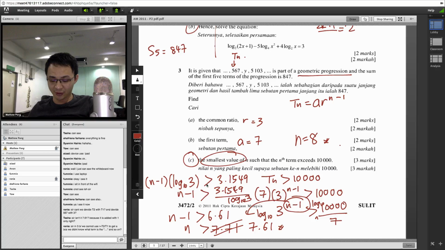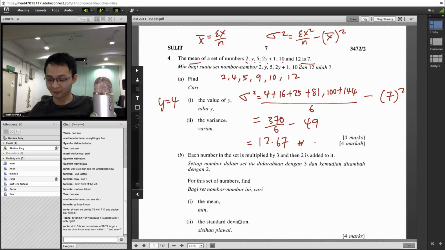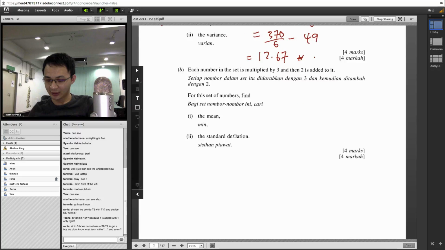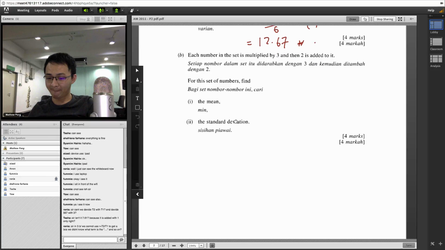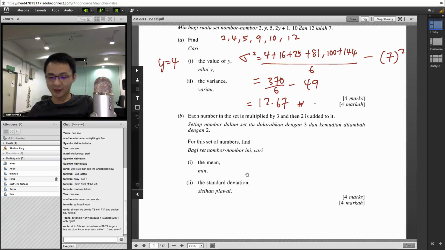Okay, so yeah, let's come back to our question, the second one. Okay, so for B, I guess Adobe is not stable also, because it's a bit laggy. Right, so each number in the set is multiplied by 3 and then 2 is added to it. Find the mean of this set of numbers.